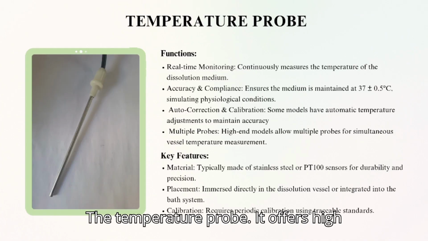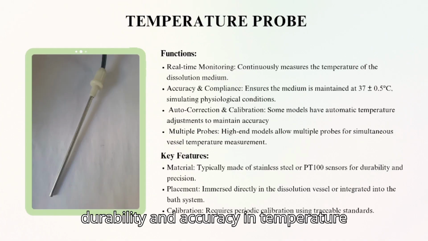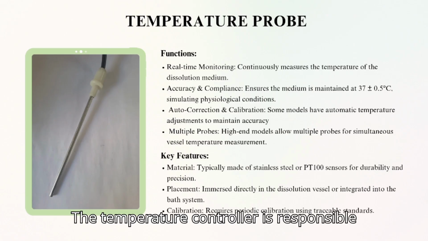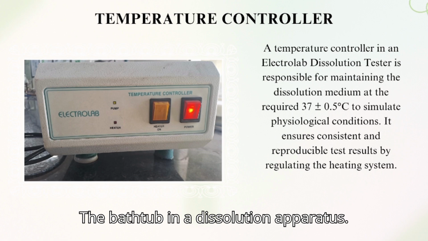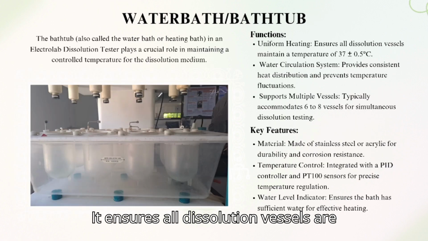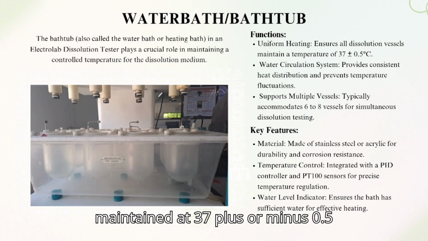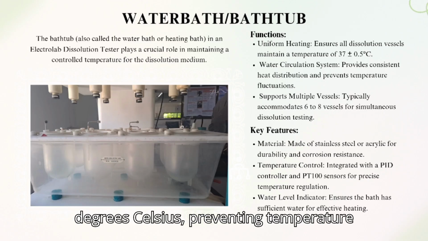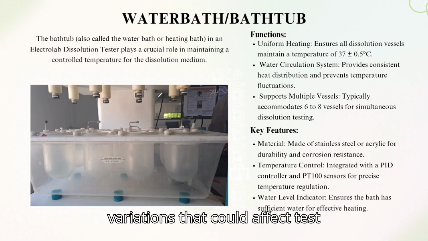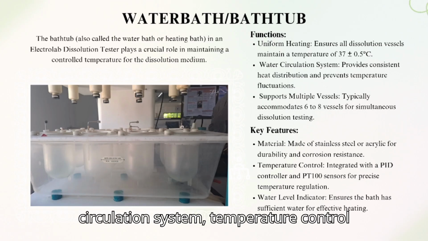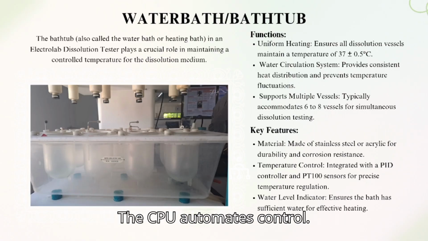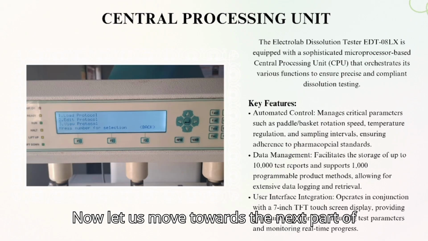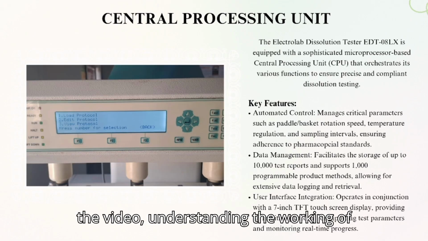The temperature probe offers high durability and accuracy in temperature measurement. The temperature controller is responsible for maintaining the dissolution medium at the required temperature. The bathtub in a dissolution apparatus ensures all dissolution vessels are maintained at 37 plus or minus 0.5 degrees Celsius, preventing temperature variations that could affect test results. It also consists of the water circulation system, temperature control and sensors, and water level indicator. The CPU automates control.